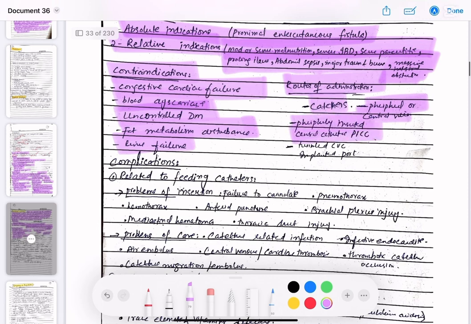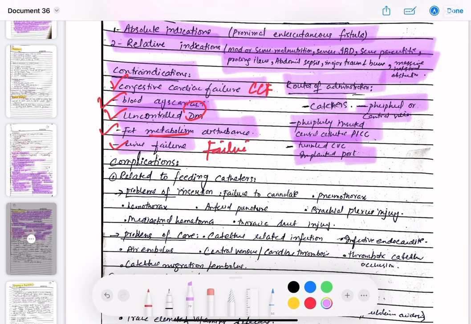Enteral nutrition uses the GI tract, and a tube is inserted. Parenteral nutrition is given through IV cannulas, and the GI tract is not used. The contraindications of this are congestive cardiac failure, blood dyscrasias, uncontrolled diabetes, fat embolism, and liver failure. If these are present, then this nutrition should not be provided.